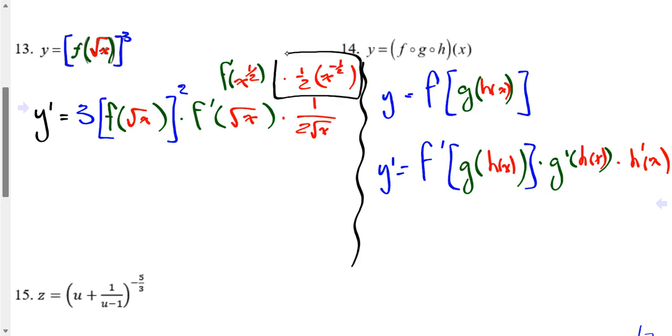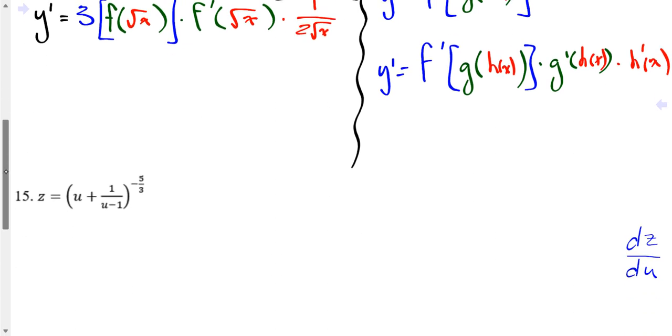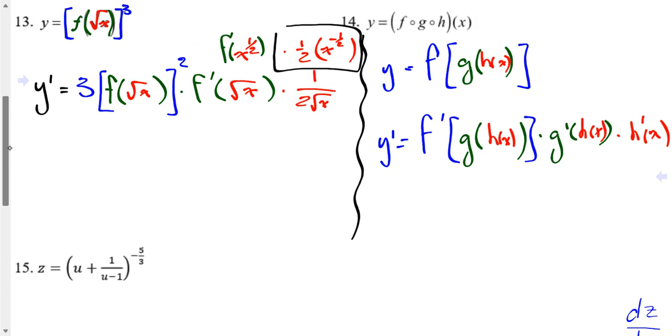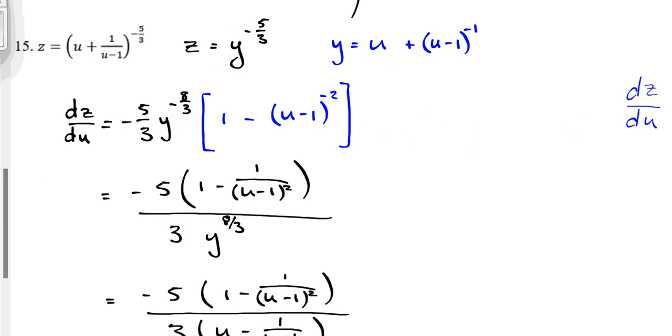Do you see how this is the derivative of x to the half? If we rewrite that as a radical, it'll be 1 over 2 root x. Okay. You ready to try 15? Okay, I'll give you some time.